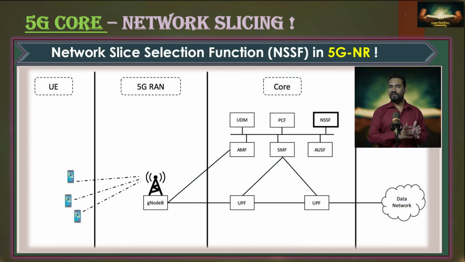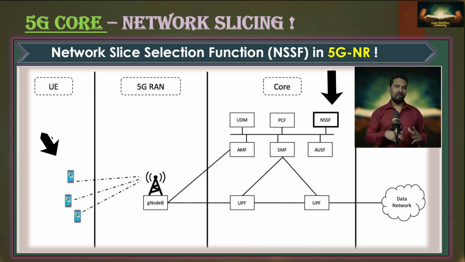Now let's see how these network slices are managed. First, in the core network, there is a specific function for this called NSSF, or Network Slice Selection Function. This NSSF maintains a list of network slice instances defined by the operators, and it also maintains their resource requirements, which is also defined by the operator.